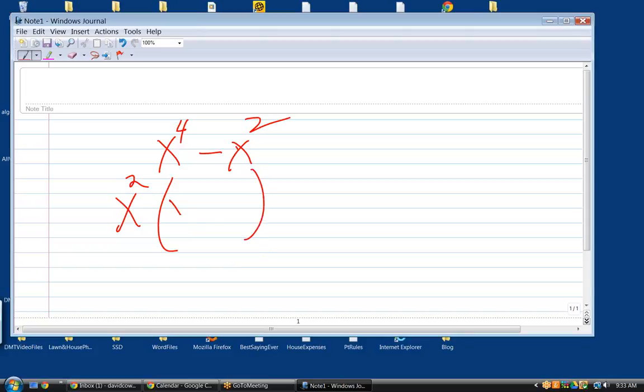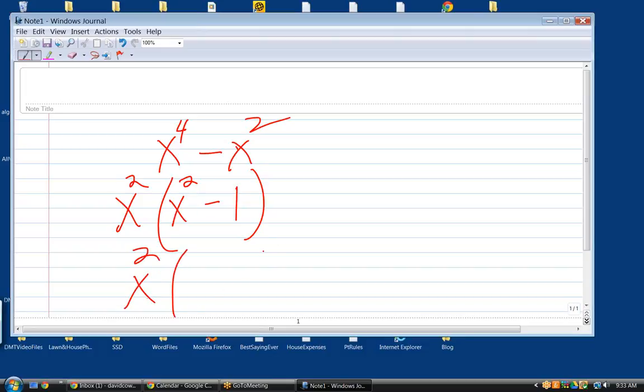x squared minus x. Now hold on. Now check your work. See if that's right. Is it? I don't think so. No, because x squared times x is x cubed. So this can't be x. What must it be? 1. Right. Okay, now factor it more.